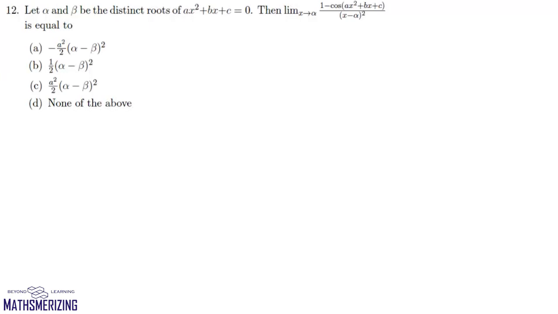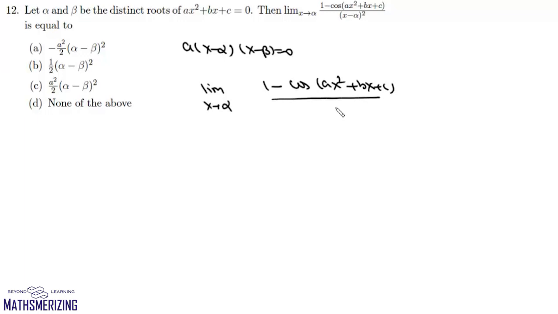Now question number 12 is, let alpha and beta be distinct roots of this equation. Now we can write this equation as a into (x minus alpha) into (x minus beta) equals 0. We are given this limit, x tends to alpha, (1 minus cos of (ax square plus bx plus c)) upon (x minus alpha) whole square. Now this is 0 upon 0 form. Now we'll use a standard limit.